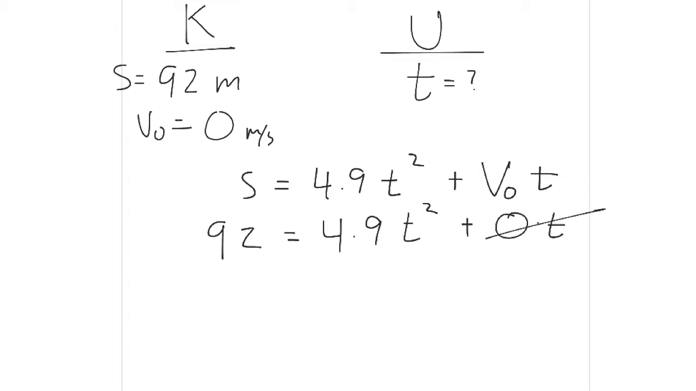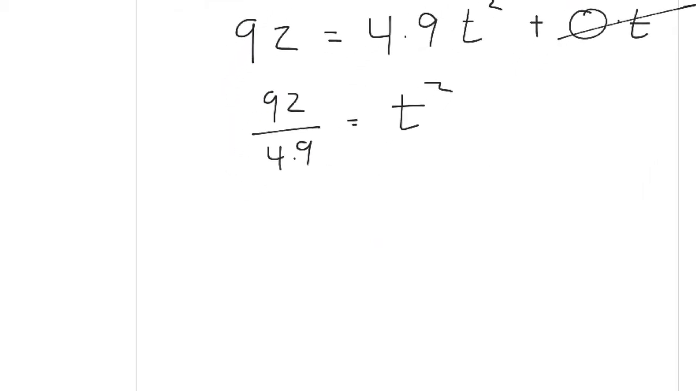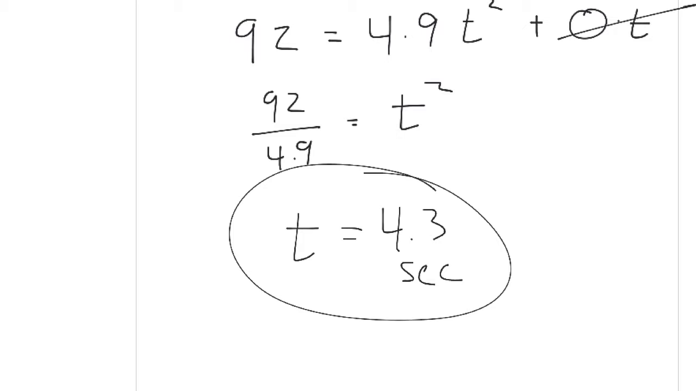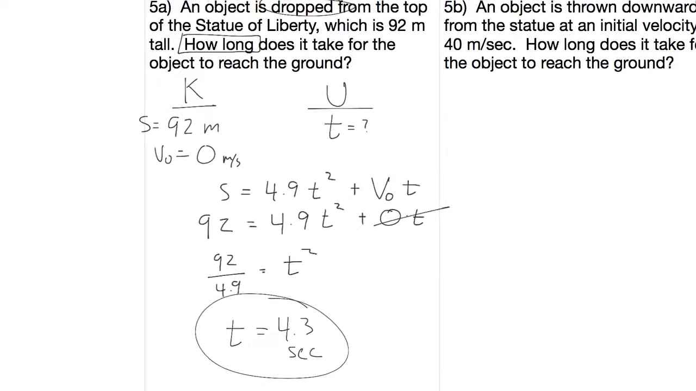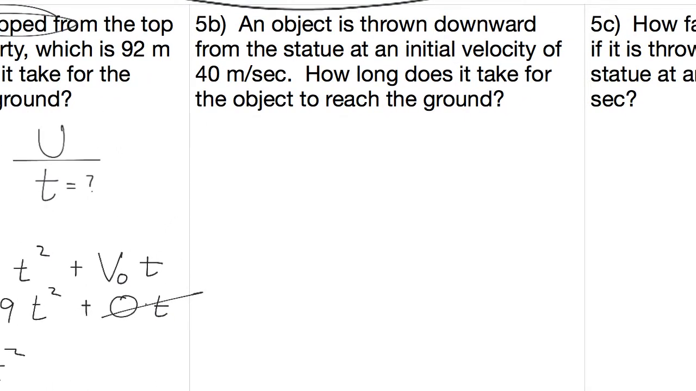That crosses out that one term, and then with our newfound quadratic skills, we can divide both sides by 4.9 and get 92 over 4.9. Taking the square root of both sides, you're going to get, with a calculator, about 4.3 seconds. Now, of course, mathematically you get plus or minus 4.3 seconds, but in the experiment we can't get a negative answer, so we just give the positive version.